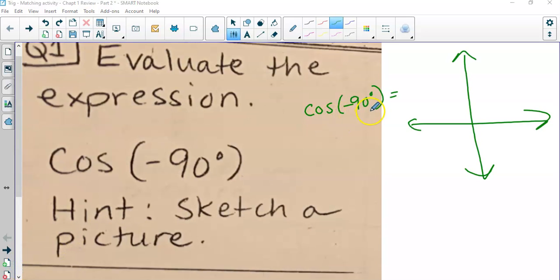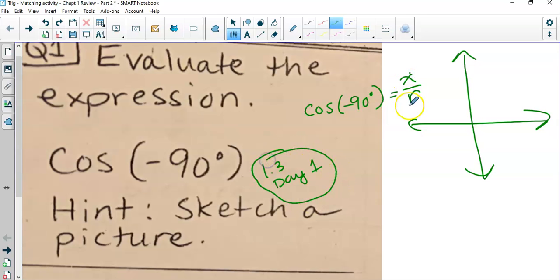So to find the cosine, I'm going to be working with the trig ratios, which would make the x over the r is what I'm looking for. If you don't remember the trig ratios, you can look that up in section 1.3. That's in day 1. And you'll see those trig ratios are listed there.